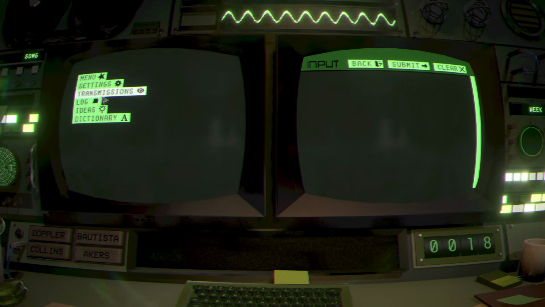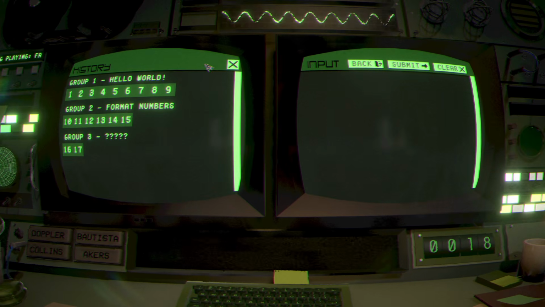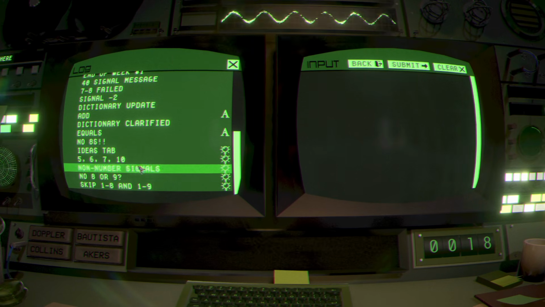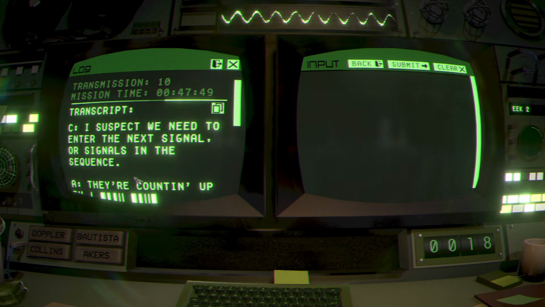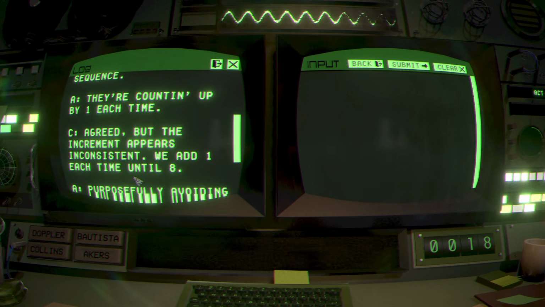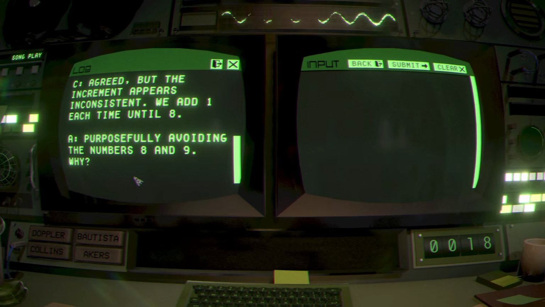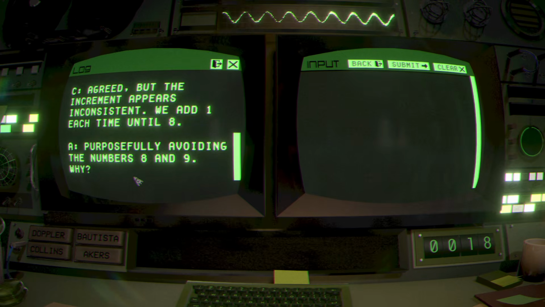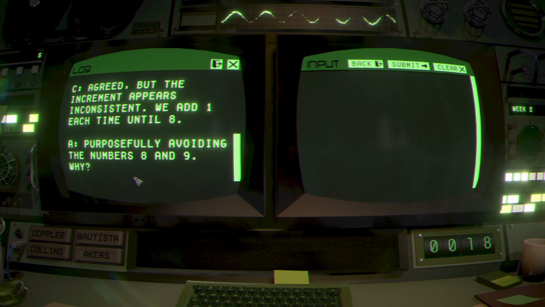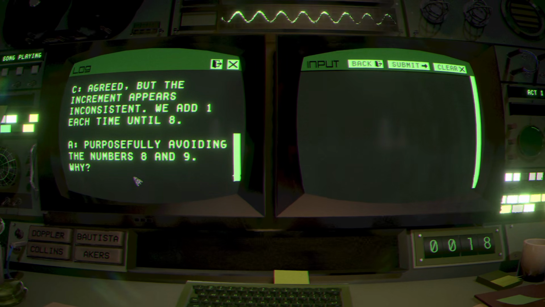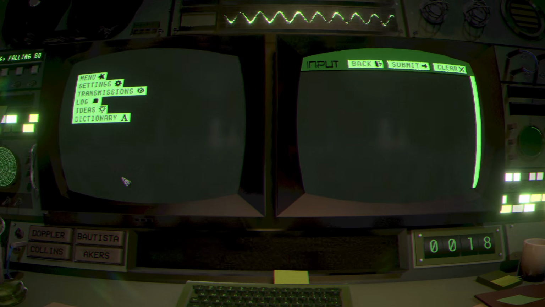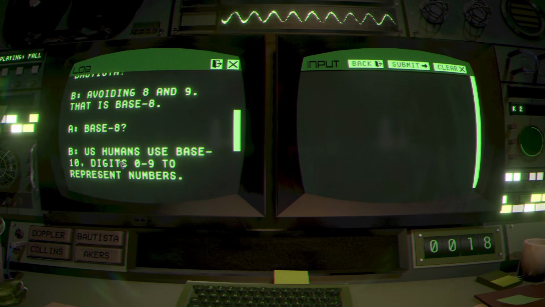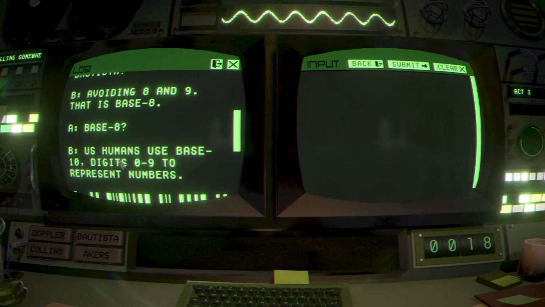I wonder if, okay, wait, hold on, let me go to transmissions? No, logs. No 8 or 9. Right, enter signals, they're counting up by 1. We add 1 each time until 8, purposely avoiding the numbers 8 and 9, because it's not part of the frequency. Avoiding 8 and 9, that is base 8.